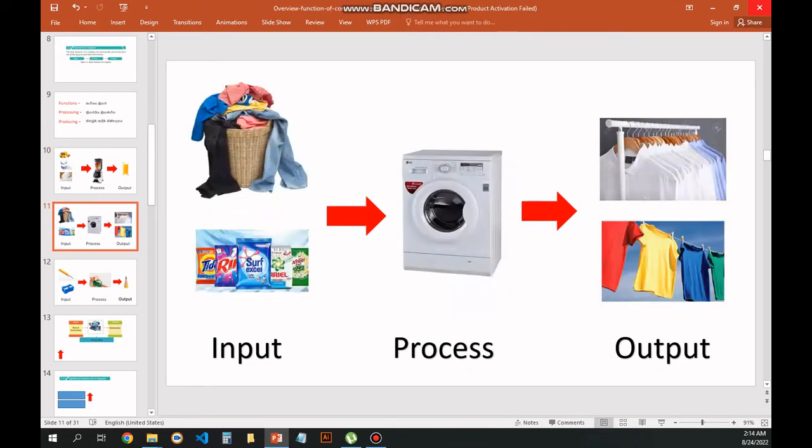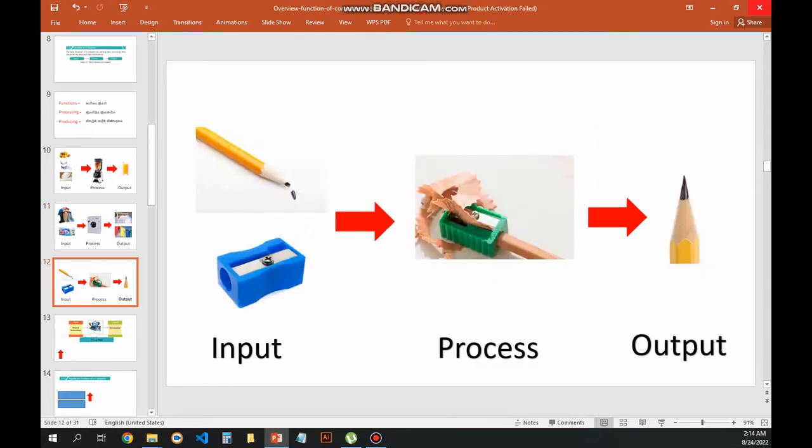Then we talked about the washing machine process, where we add dirty clothes and some washing powder with water. Thanks to the washing machine, it will clean everything and give us clean clothes. The last example we talked about was sharpening a pencil. Then we get a nice sharp pencil. So I hope it's clear for you all.